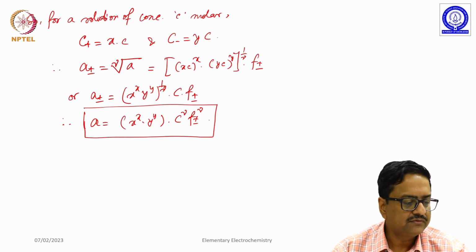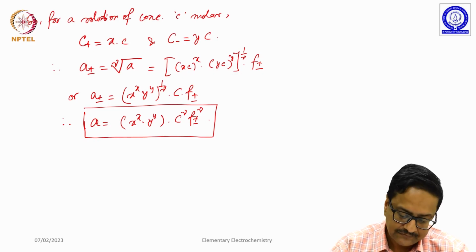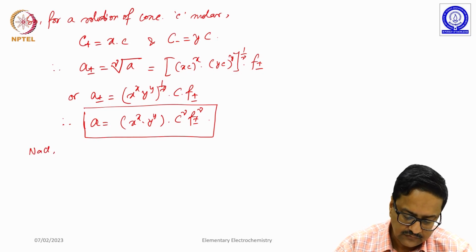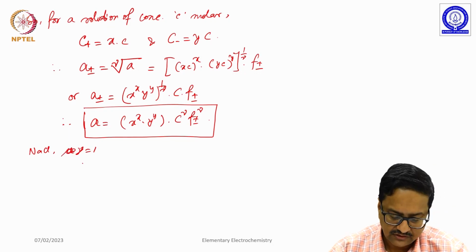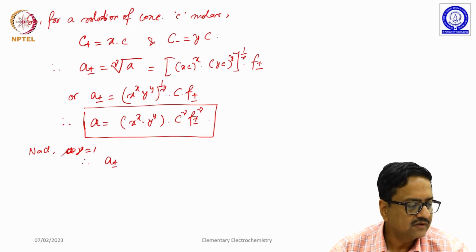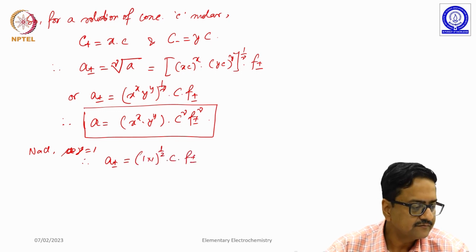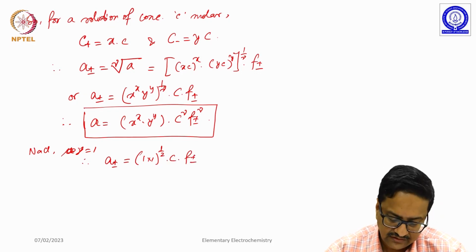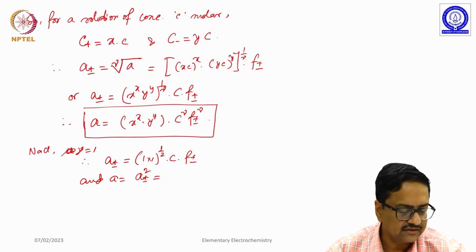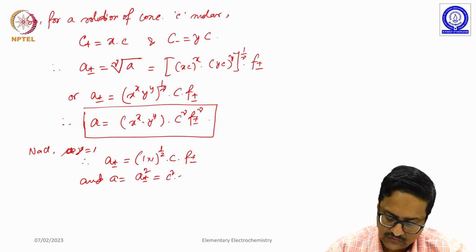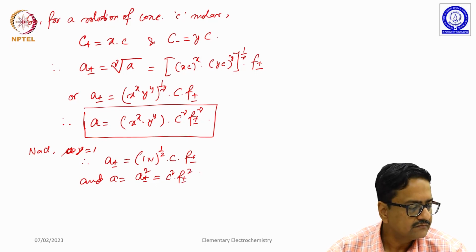So, now if we do it for say sodium chloride, nu equal to 1, therefore a plus minus is equal to (1 into 1) to the power half into c into f plus minus, and a equal to a plus minus square, that is c square into f plus minus square.